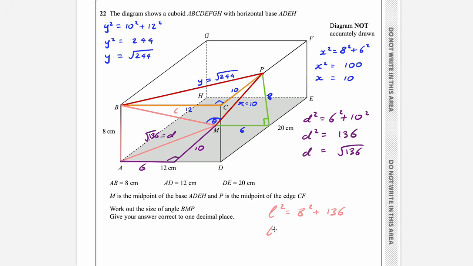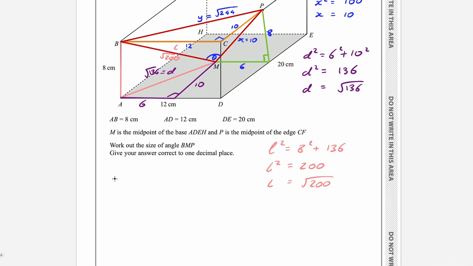So L squared is equal to 136 plus 64, which is actually 200. Nice. So L is equal to the square root of 200. Now I have this finally red triangle's lengths. It's root 244, root 200, and 10. And I'm trying to find the angle theta.